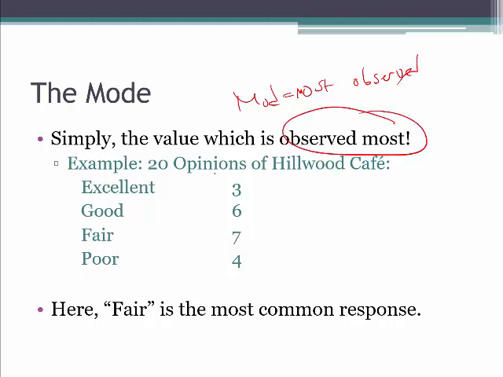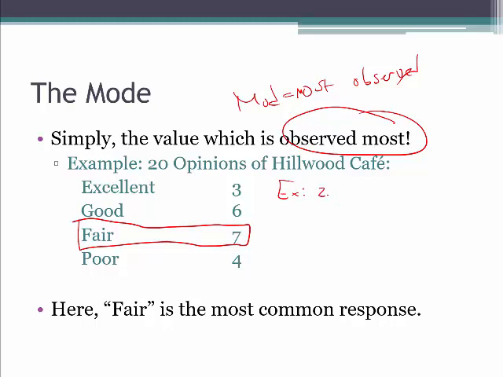So here's an example. Here are 20 opinions of Hillwood Cafe. 3 people said it was excellent, 6 said it was good, 7 said it was fair, and 4 said it was poor. So it looks like the mode here would be the value fair. You can also do it in a data set like this.